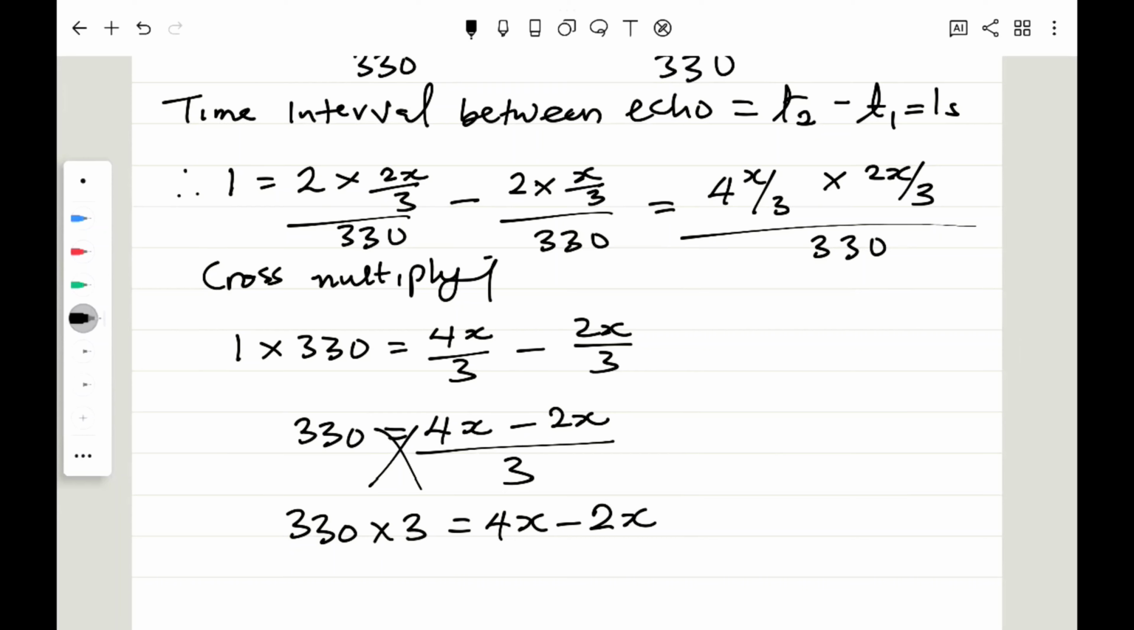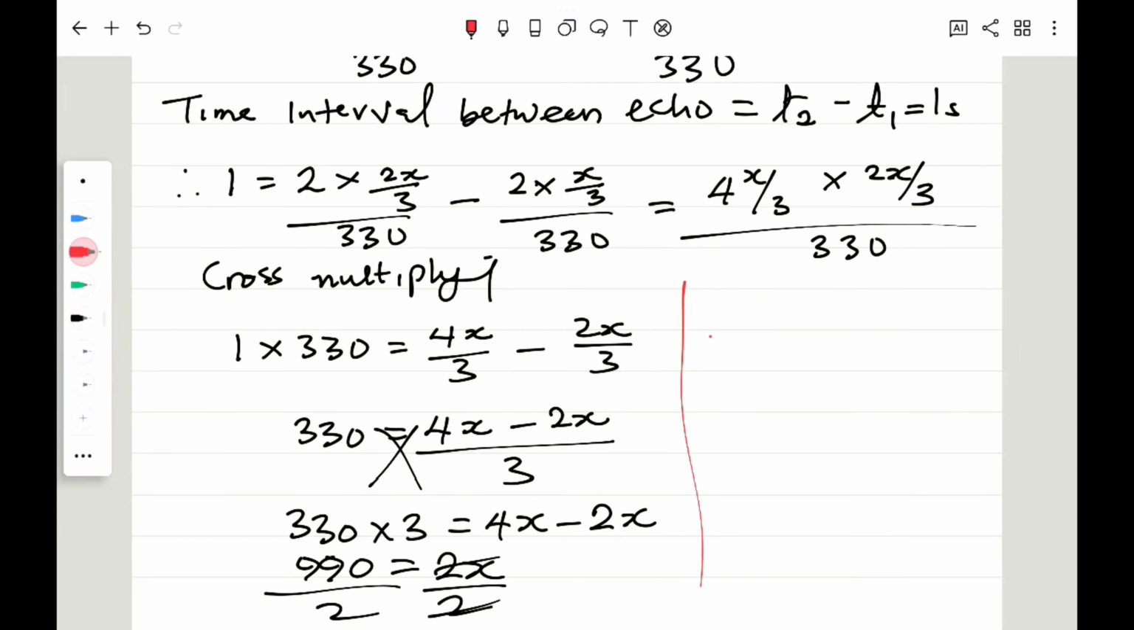Okay? So 990 is equal to 2x. Divide through by 2, so that x is equal to 990 by 2. x is equal to 495 meters. I hope this was clear. This gives us our answer for x.